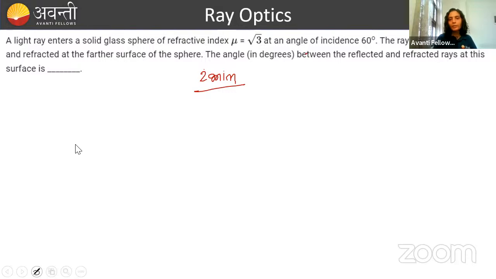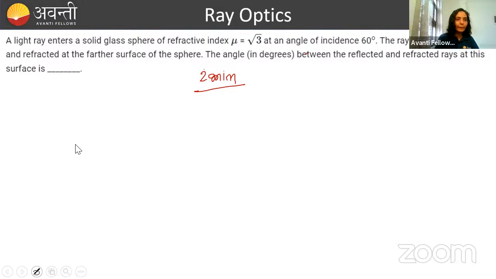Here we just need to calculate the angle between the reflected and refracted rays at the surface, right? So here we don't need to calculate image distance or whatever. We just need to apply the simple laws of refraction, that is Snell's law, to solve this question. Right? This question is a bit different from the one we solved one question back, and it is easier.